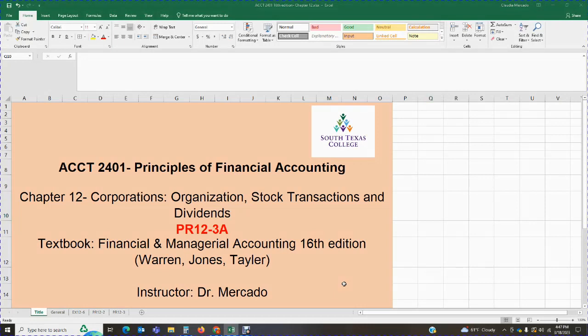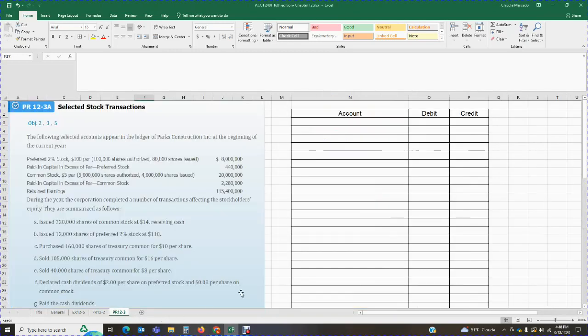And in this particular lecture, we are going to be covering problem 12-3A. We continue covering Chapter 12, which deals with corporations. We have information about the organization, stock transactions, and dividends. Okay, so let's jump over to the problem. It's a kind of a long problem.